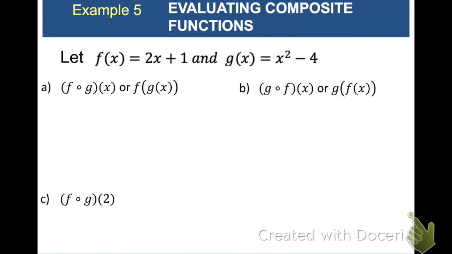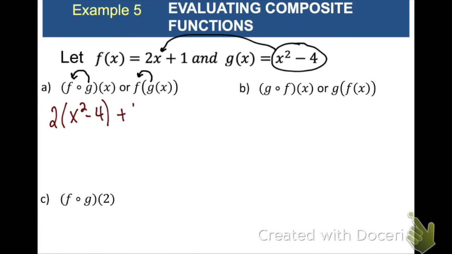So for example A here, I've written the composition statement two ways. They mean the same thing. So f composed with g just means to plug function g into function f, which is the same thing as what that one's saying. So what we're going to do is we're going to take function g and we're going to plug it in to function f. After we do that, we're going to distribute the 2 and combine like terms.